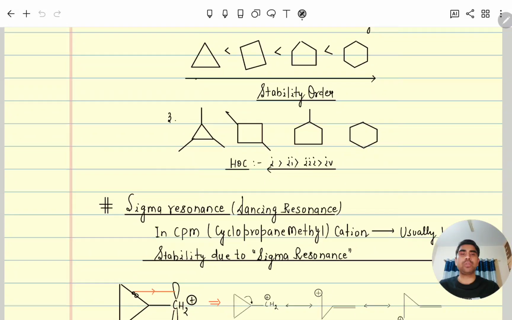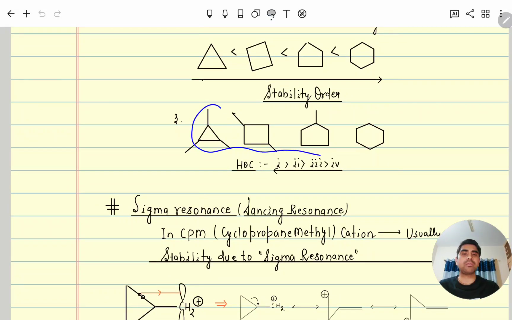Suppose all those have 6 carbon. Here you can see it has 6 carbon, here also 6 carbon, here also 6 carbon, here also 6 carbon. So which rule will we apply? Rule 2. If the number of carbon atoms is the same, then heat of combustion is inversely proportional to stability. The 3-membered one is less stable, then the 4-membered, so its heat of combustion will be more. So 1, 2, 3, 4.